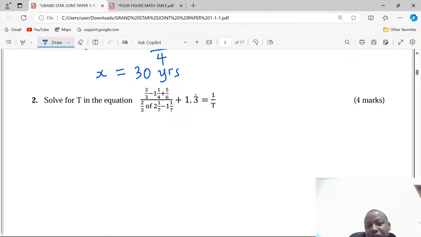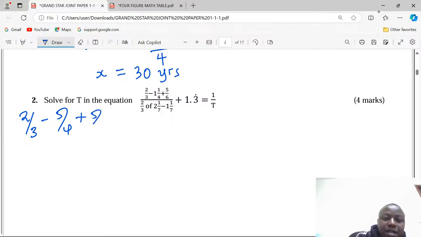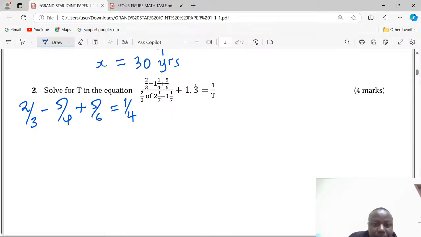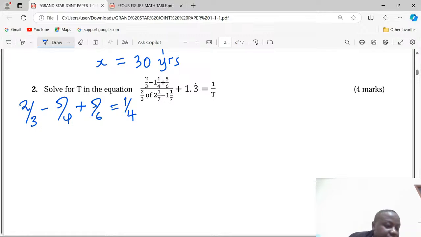Let me begin with the numerator of the first term, whereby I love to take 2/3 minus 1¼, which can be written as 5/4, then plus 5/6. And this is going to give us exactly 1/4, or rather a quarter. That is from the numerator of the first term.